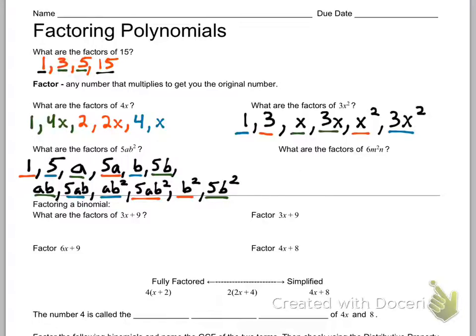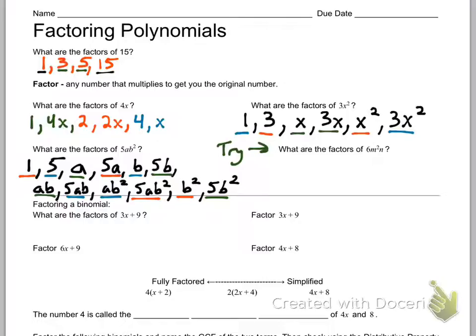I'd like for you to try this last one on your own. This is just a tad harder, and you can pause the video here and answer this question. All right, hopefully you got that question right. So what we're going to do is move on to factoring binomials. They look a little different, so let me show you.